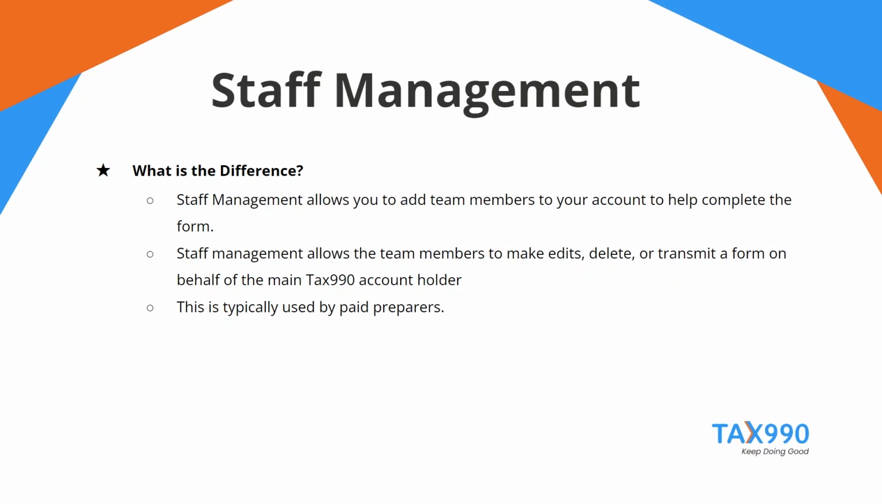The staff management option allows you as the account holder to bring in additional members of your team to assist with completing the form. So with the staff management, the people that you invite to manage the form or assist with the form would be able to edit the form, delete the form, start a new form, transmit the form. Anything that you can do in your Tax 990 account, the staff that you provide access to can also do from their Tax 990 account that they would create once you provide them access. So those are two completely different features.